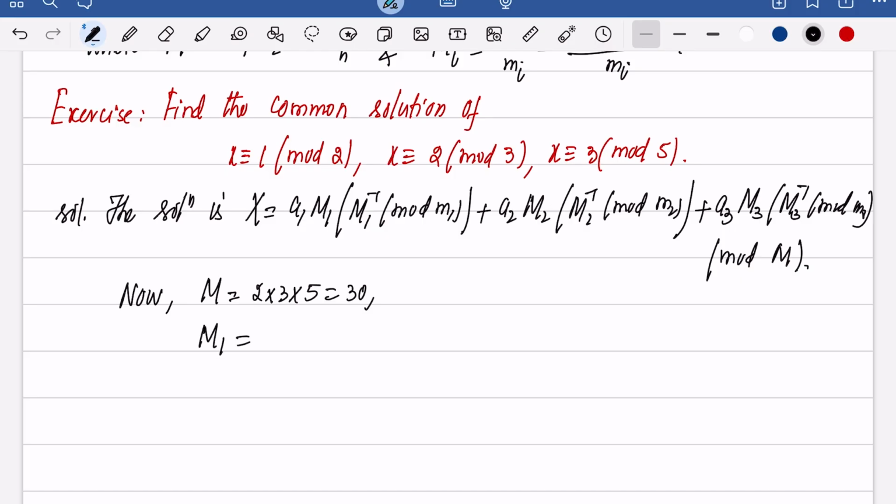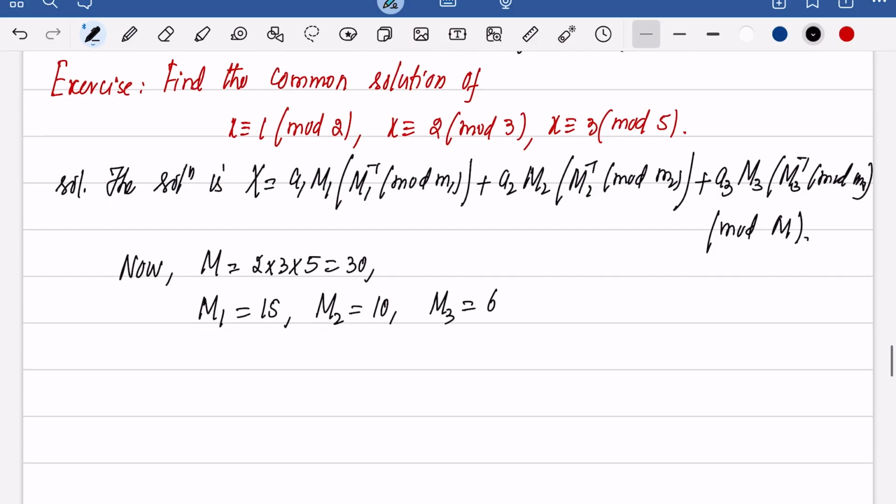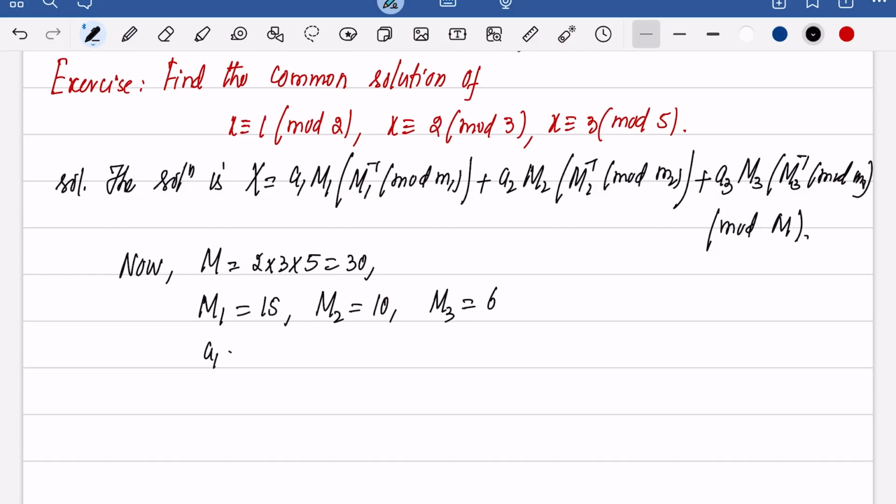m1 is 30 divided by 2, that is 15. m2 is 30 by 3, that is 10. m3 is 30 by 5, that is 6. And similarly, a1 is 1, a2 is 2, a3 is equal to 3. So thus our x is equal to, now a1 is 1 and m1 is 15.